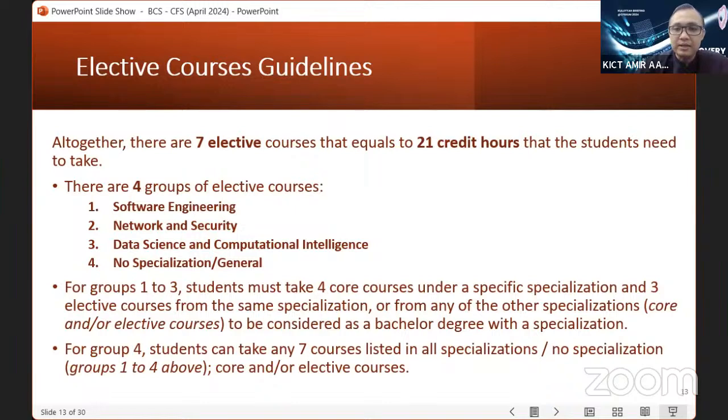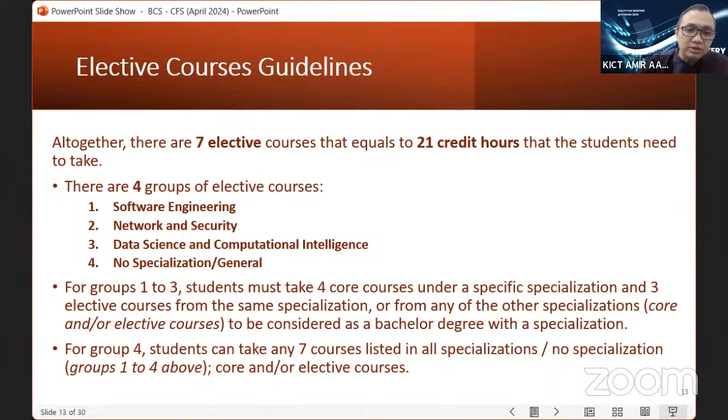And also, if you plan to just do a bachelor in computer science without having any specialization on your transcript, you can just mix and match between the electives that we offer at the department. So you can either major in software engineering, that's the software engineering specialization, or if you like cybersecurity and networking, you can go into network and security. Or if you want to go into AI, you can go into data science and computational intelligence. So these are some of the choices.